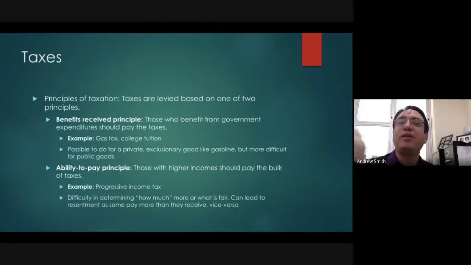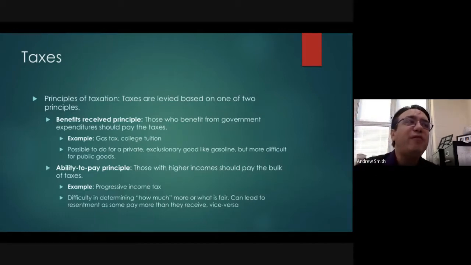Gas taxes are another example of that. Gas taxes are primarily used to fund roads. The people who are using the roads are the ones who are paying the gas tax. As a result, they are the ones paying for the maintenance of the roads that they use. If you don't drive a lot, you don't pay a lot in gas taxes. Therefore, you are not paying as much for the roads.